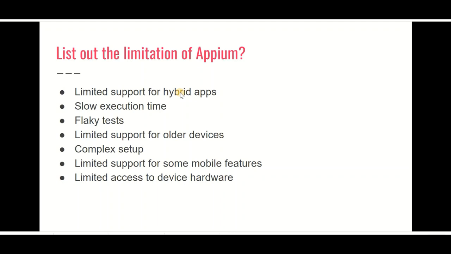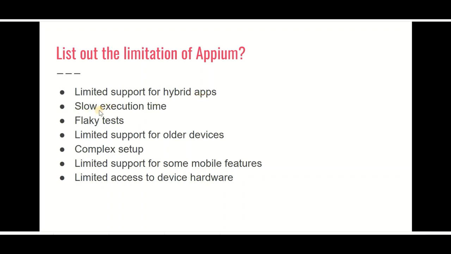This allows testers to interact with the web view using standard web automation APIs such as WebDriver or Selenium. However, this switch can be a complex process, and there may be limitations to the types of interaction that can be performed on the web views, depending on the specific platform and browser used. Additionally, web views may have different performance characteristics and behavior compared to the native app, which could lead to issues such as slower test execution or flakiness. So that's the limited support for hybrid apps.